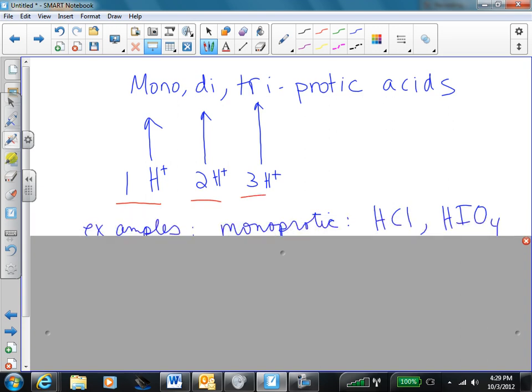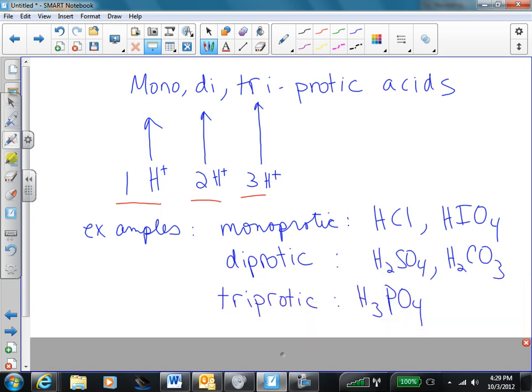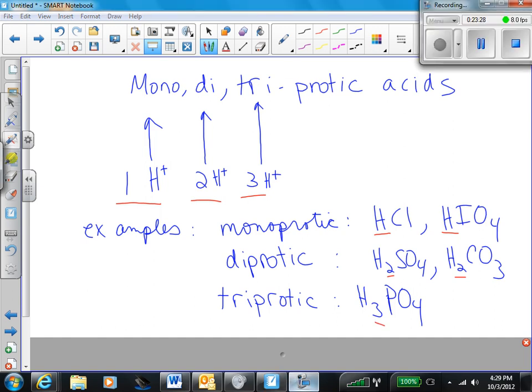And here are examples of mono, di, and triprotic acids. So note the monoprotic acids have 1 H, the diprotics have 2 H's, and the triprotic has 3. And that concludes section 4.3.